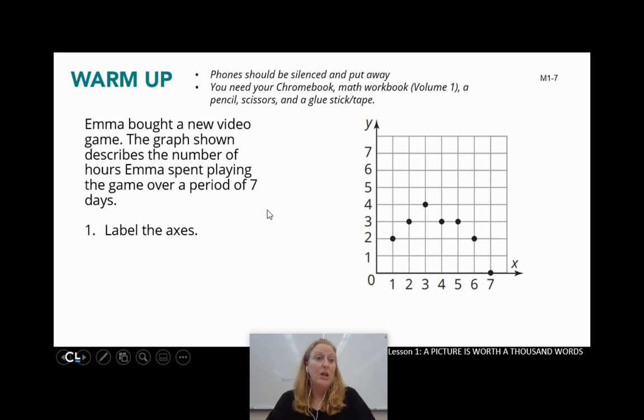So here's the deal. Emma bought a new video game. The graph shown describes the number of hours spent playing the game over a period of 7 days. I know there's a part 2 on this, but I just want you to do question number 1 today. I just want you to label the axes. Label the x-axis, label the y-axis, given this scenario. Go ahead and hit pause, label your axes, and then hit play to check your work.